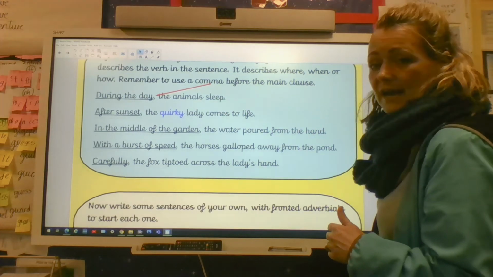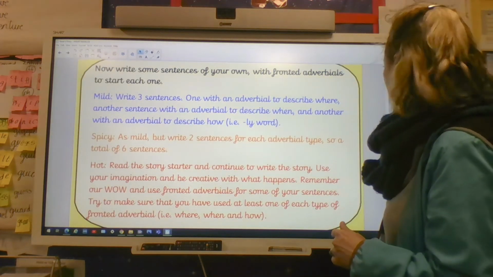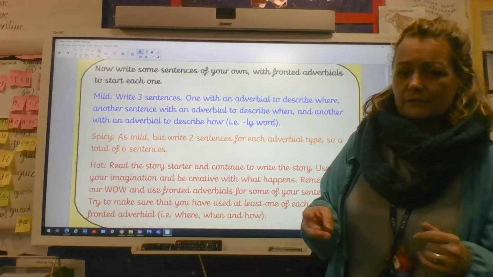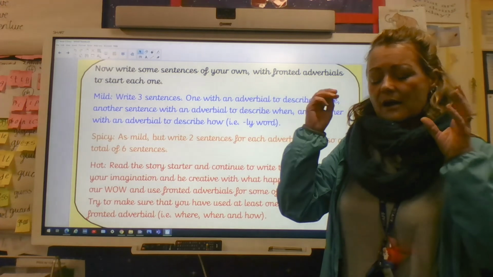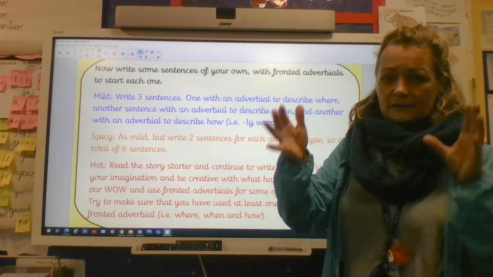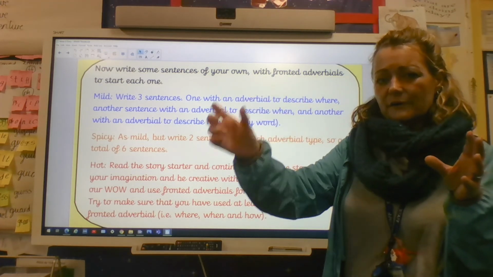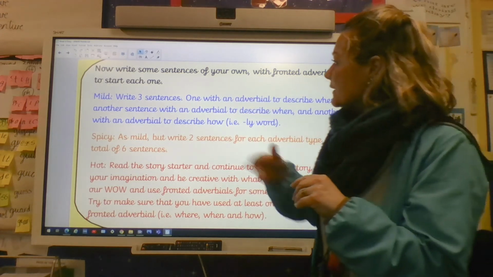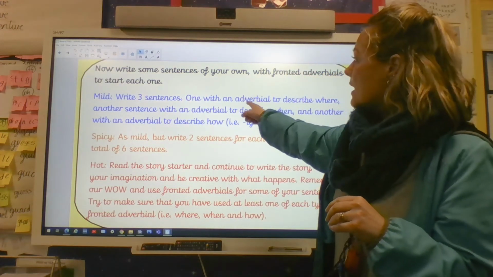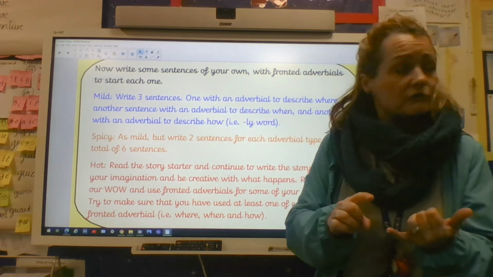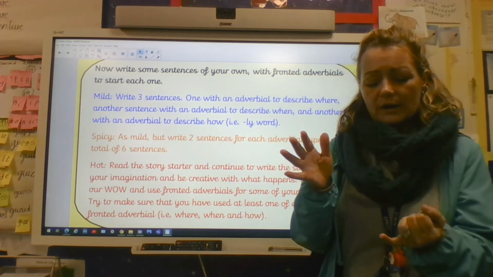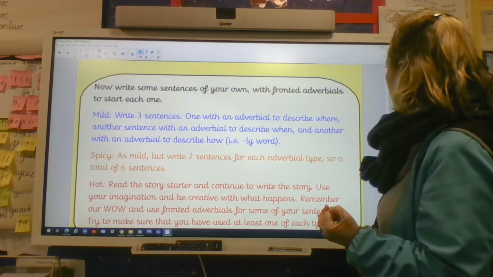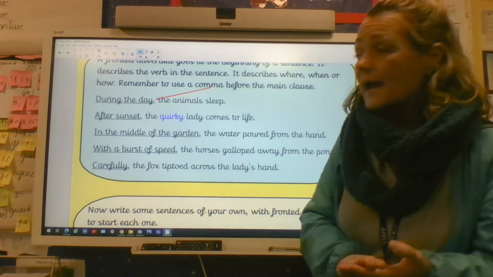Your task today is to write some sentences about that lovely picture. The mild task, your challenge is to write 3 sentences. So just a simple main clause and then a fronted adverbial with a comma in front of it. I would like you to do 3 because I want you to do 1 with an adverbial describing where, 1 with an adverbial describing when, and 1 with an adverbial describing how.